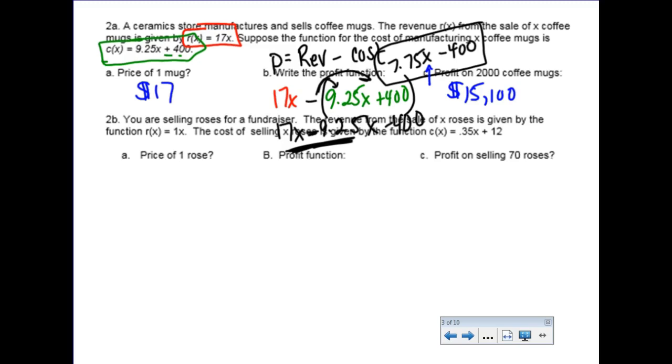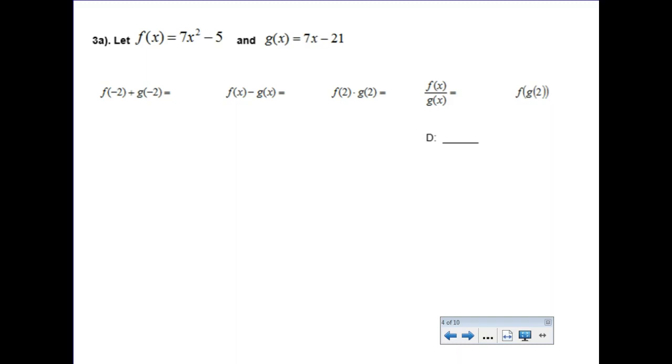Alrighty. So again, 2b is just like 2a. So if you don't feel like you need any more practice, leave it alone. If you feel like you want to save it for tonight when you're practicing by yourself, then great. This is a new topic. We don't have any scores for this.